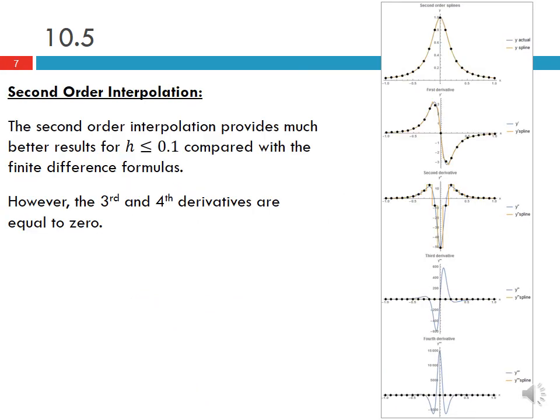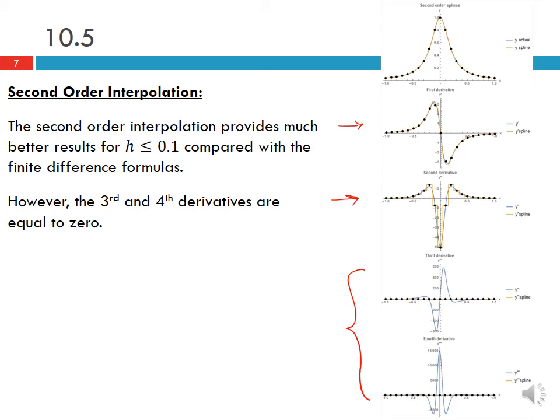So second order interpolation provides much better results when h is less than 0.1, for example, in this case here, compared with the finite difference formulas. So if you look at the first derivative here and the second derivative here, we actually get a very good approximation of the derivatives. However, the third and fourth derivatives are both equal to 0 everywhere, because again, here we're using a second order interpolation function, so we can only have two non-zero derivatives.